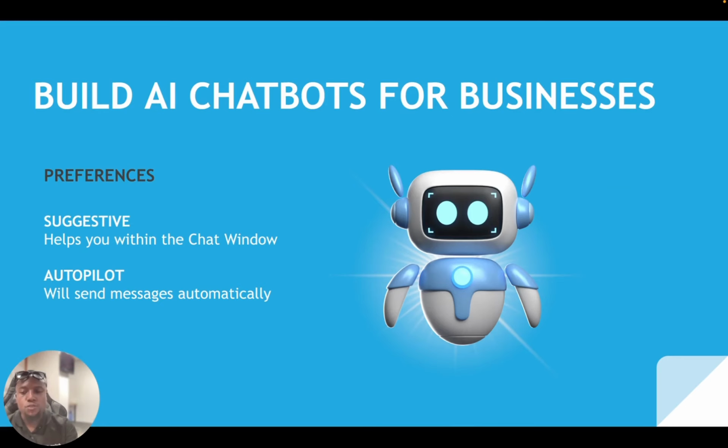But the good thing is you will have two preferences. You can either choose a suggestive mode or autopilot when you are building your AI-powered chatbot. This will help you within the chat window. Let's say your client just asked something, then the reply will be there as a suggestion. You just press OK to send it. But on autopilot, it will send messages automatically.